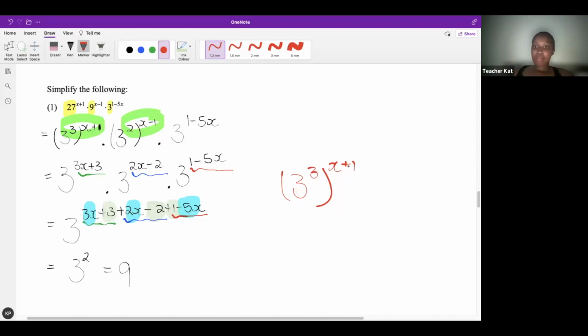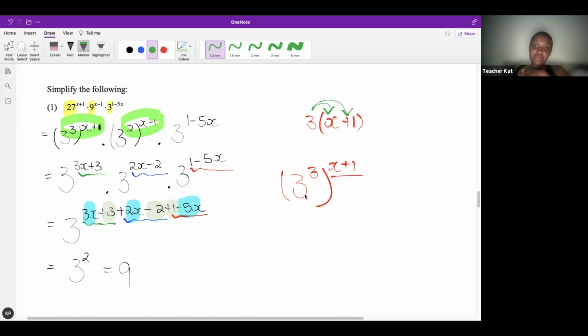We multiply. But now this is not so simple and straightforward because these are two terms. You're multiplying a monomial with a binomial. And how do we do that in algebra? How do I multiply one term with two terms? I distribute. So you multiply 3 by x, and then you multiply 3 by 1. And that's where the 3x plus 3 comes from. Because 3 times x is 3x plus 3 times 1, which is 3.